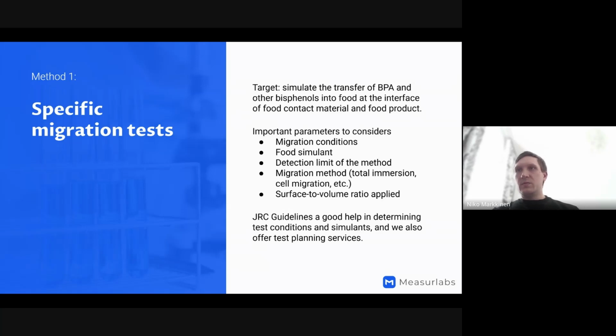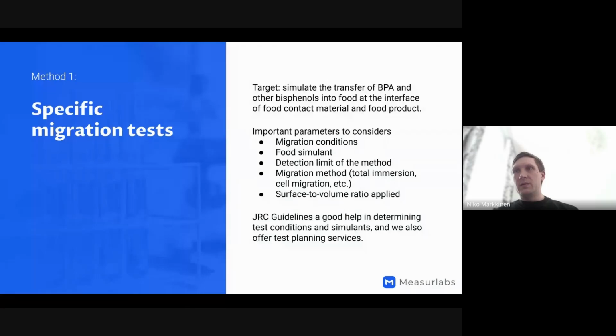I think this is the most familiar one and the most self-explanatory and evident, is that you just put the article or the film or whatever pellets in contact with the food simulant, and then you keep it there for a certain time at certain temperature, after which the sample is treated if necessary and then analyzed for the content of the specific analyte. So from the testing point of view, it's relatively straightforward, but there are some factors that you still have to consider when proceeding with the testing.